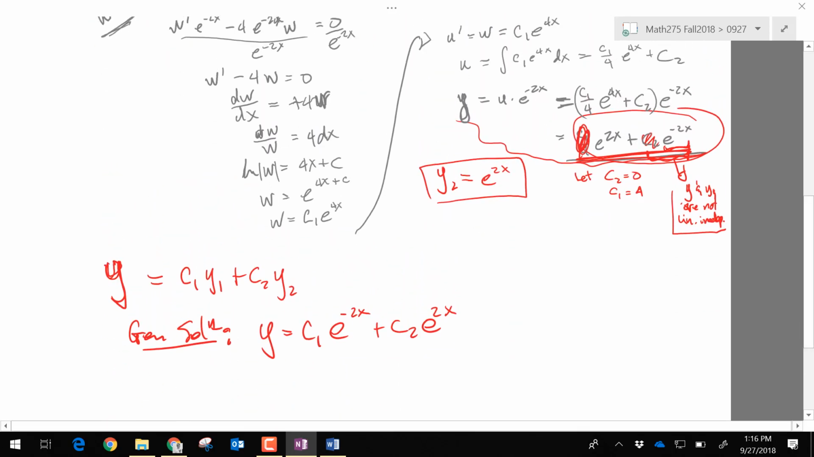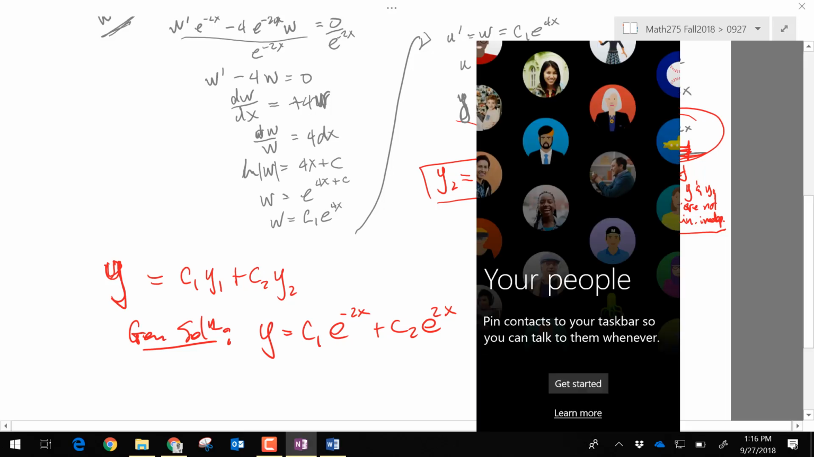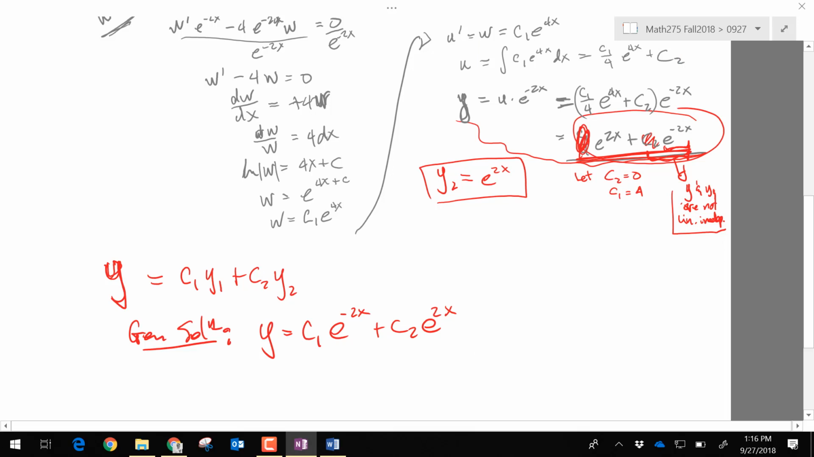So out of the solution that we got, we're only going to pick, what's this? My computer's freaking out. I only wanted this part right here. Okay.